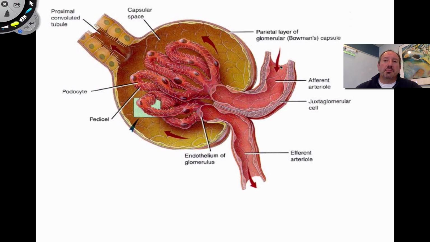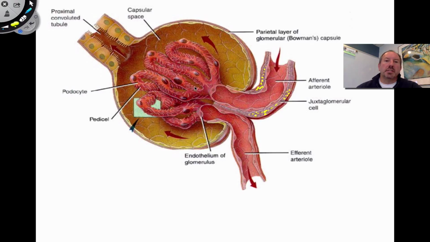Here's a better drawing than the one I just made. Here's blood traveling in here. And here again, you can see the smooth muscles that make up the wall of the afferent arteriole are known as juxtaglomerular cells. You can see them right there. I'm just going to foreshadow this a little bit, but they're granular and they contain the enzyme renin, which is going to be really important to secrete, which affects blood pressure. It's really cool.